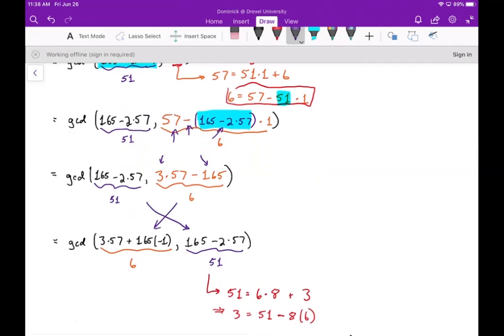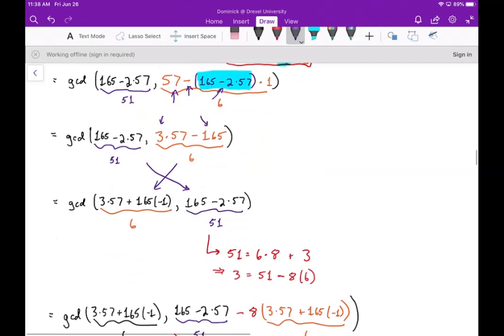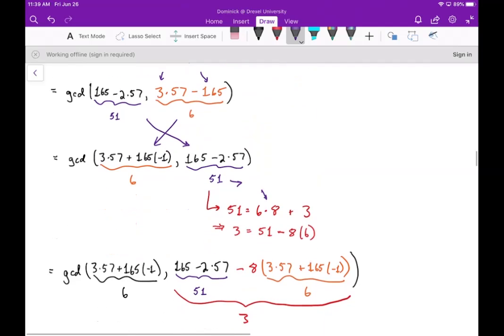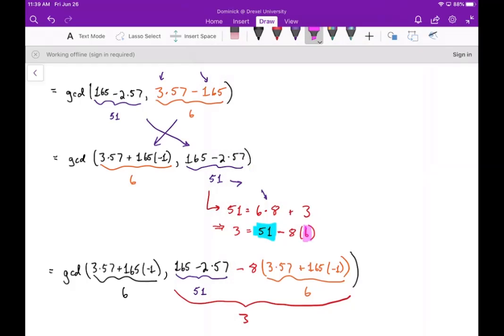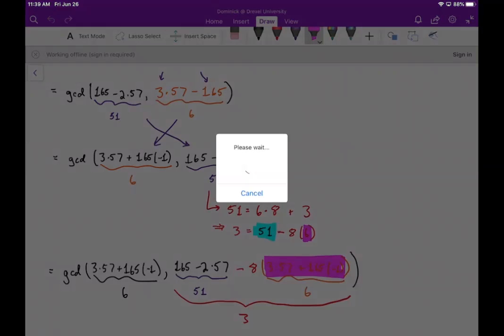So now we'll switch both of these again, and we want to write 51, which is right here, as a multiple of 6 plus a remainder, right? So that can be done 6 times 8 plus 3. And then solving for 3 would give us 51 minus 8 times 6. Well, 6 we can write as 3 times 57 plus 165 times negative 1.